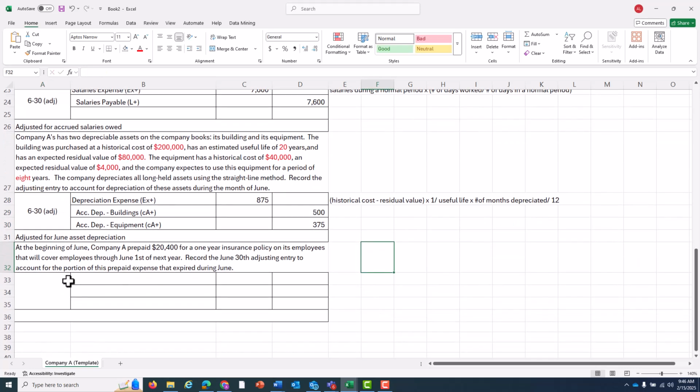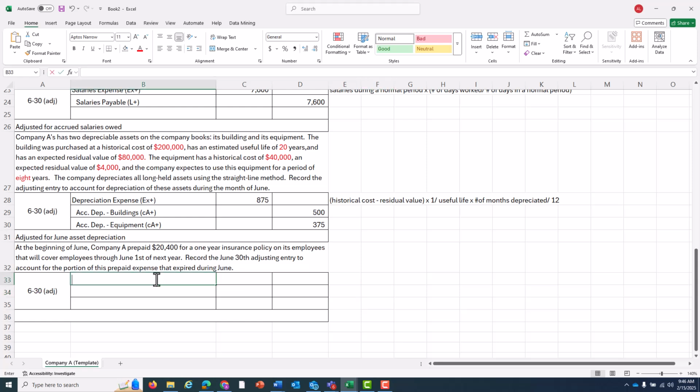And then the last adjustment we have is for the expiration of a prepaid expense or prepaid asset that we had on our books. At the beginning of the month, Company A is going to prepay $20,400 for a 1-year insurance policy on its employees, and that coverage runs from June 1st, the beginning of the period we paid for, until June 1st of next year. So we have a 1-year, 12-month policy, if you will. We got it at the beginning of June. June has ended. We get to record the expense for the actual cost of just this month's insurance.